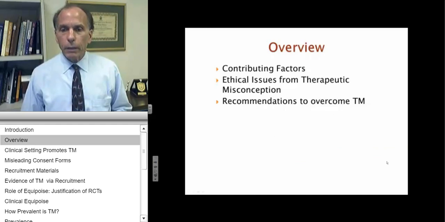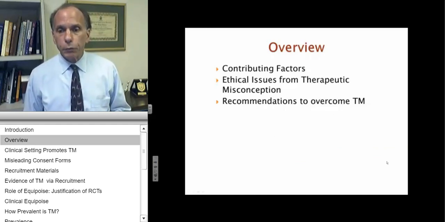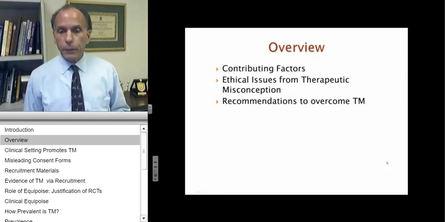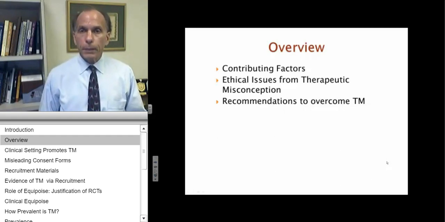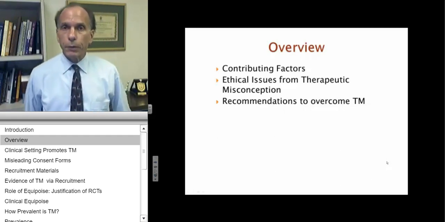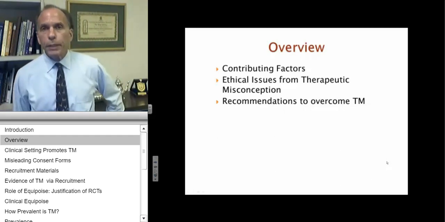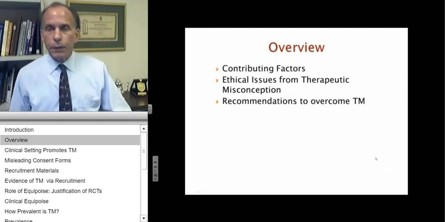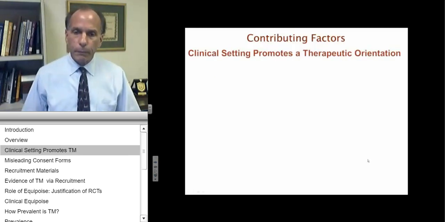In this talk, we will discuss the contributing factors that generate the therapeutic misconception, the ethical issues that come from the existence of the therapeutic misconception, and we will end by discussing recommendations that overcome the therapeutic misconception.